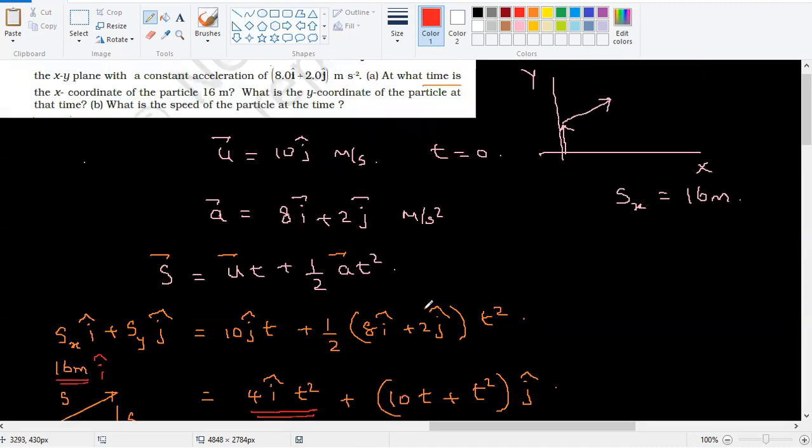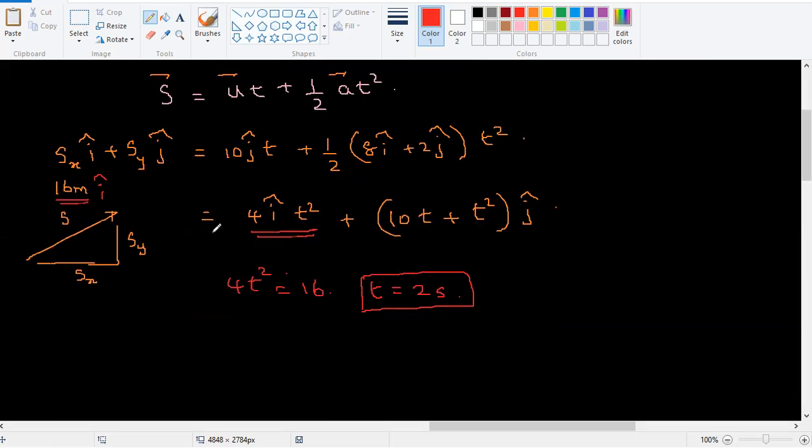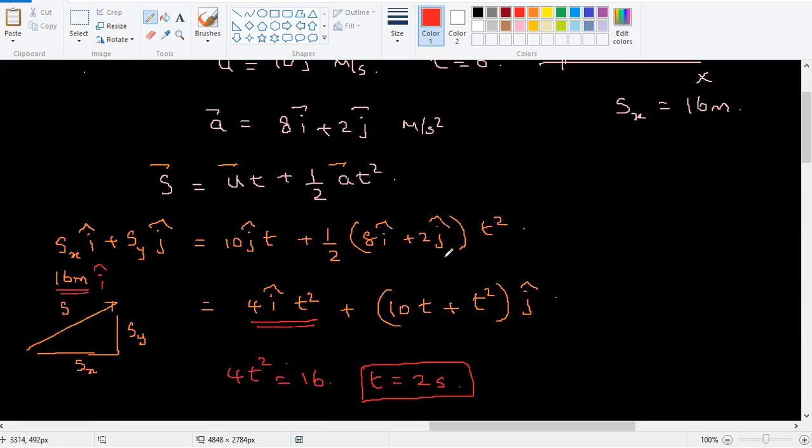So it means when time t is equal to 2 seconds, the displacement in the x direction would be 16 meters. Anybody not following anything? You see, it's the same formula, only I'm writing it in vector form. Either you can write it as x, y separately, or as a vector. Vector means both x and y are included inside this.